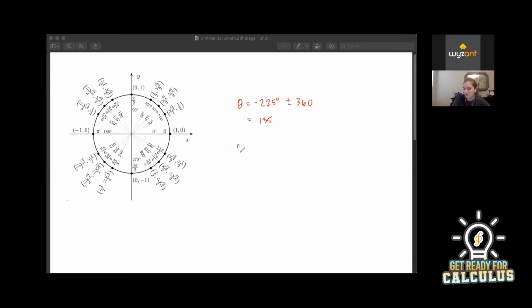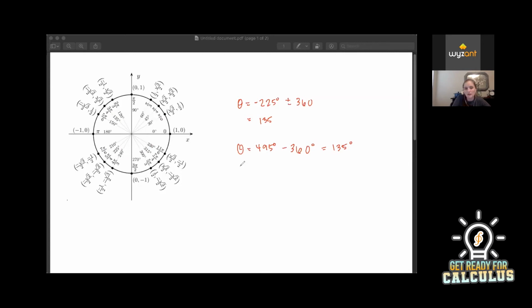Let's see, what's another one? 495 degrees. That one's bigger than 360, so I can just subtract 360 degrees out of it. And I will get also 135. So these were all different ways that we can say 135 and get to the same spot. It doesn't matter at all how many times you go around the circle. It's just all about which quadrant you end up in, like how far away it is from the x-axis.